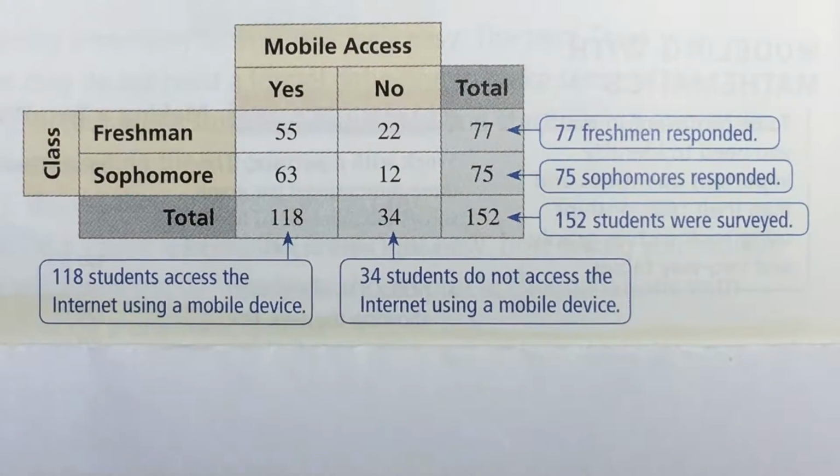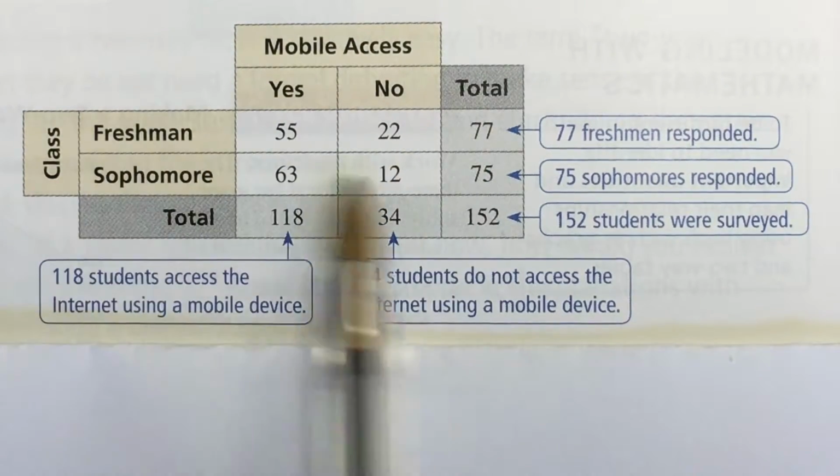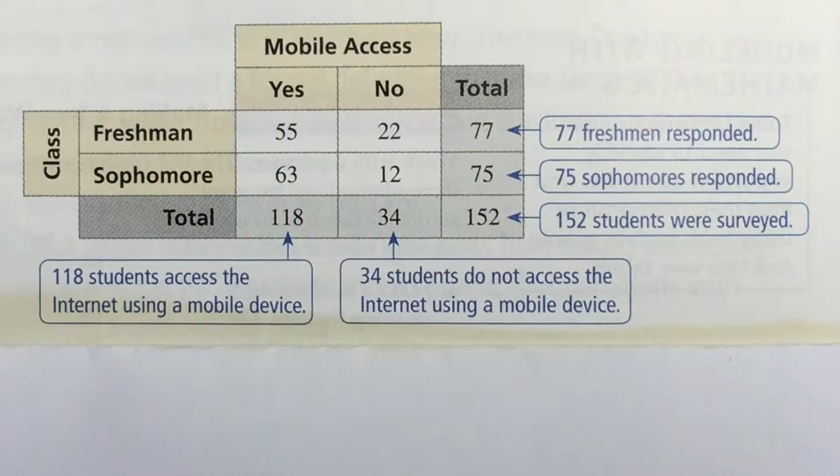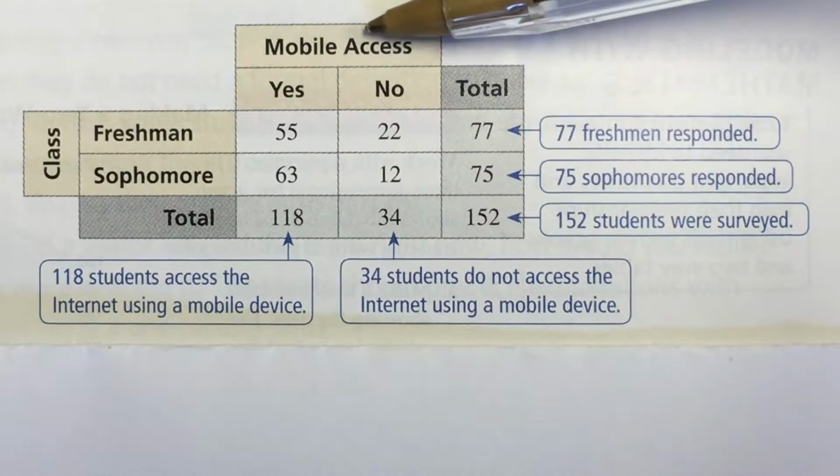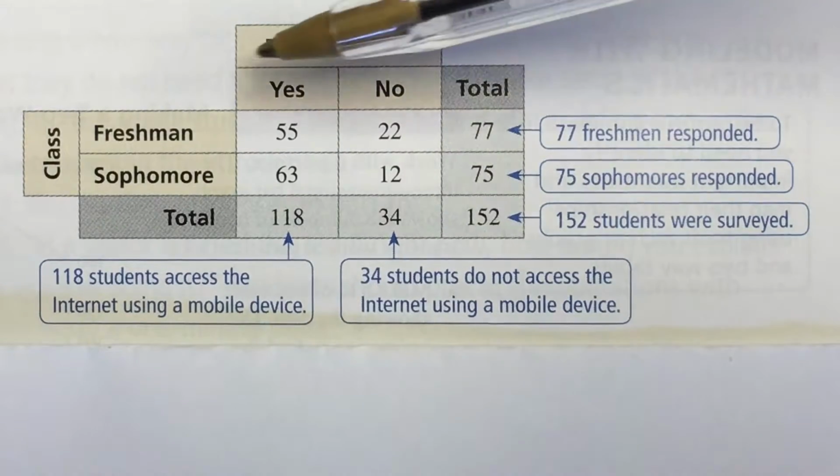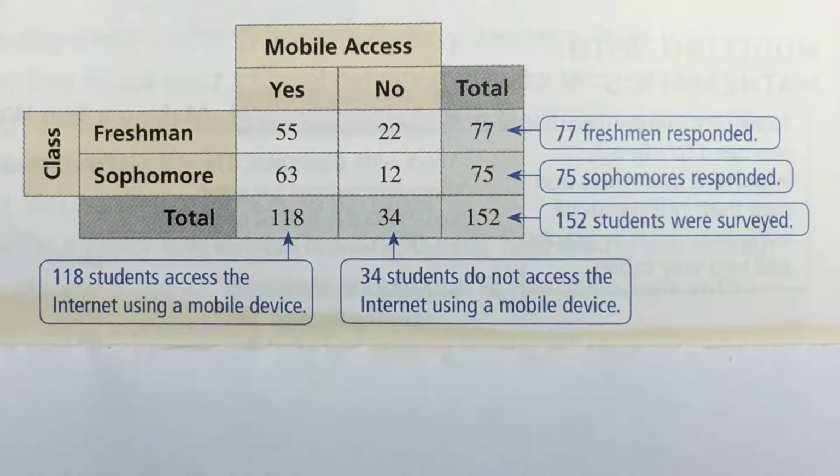Another way to represent data is what's called a two-way table, in which you have rows going across and columns coming down. Each row represents a different category, and each column represents a different category. In this two-way table, we have a class on the left, either the freshman or sophomore class, and the columns going down vertically is a question on whether they have mobile access, either yes or no.